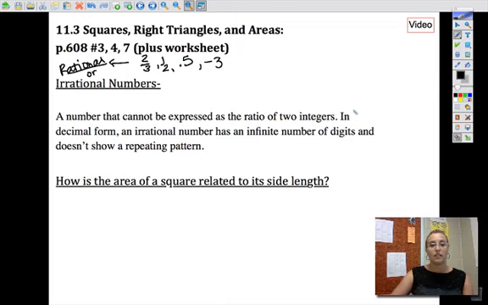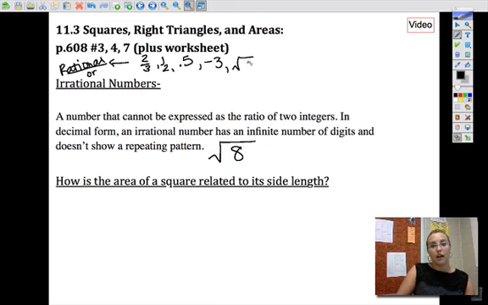How you're going to recognize it is that when it's in decimal form, an irrational number has an infinite number of digits and doesn't show a repeating pattern. So basically, it never ends and it never repeats. Pretty much the only time you're going to see this is with square roots, when you take the square root of a number that's not a perfect square. For example, the square root of 8.